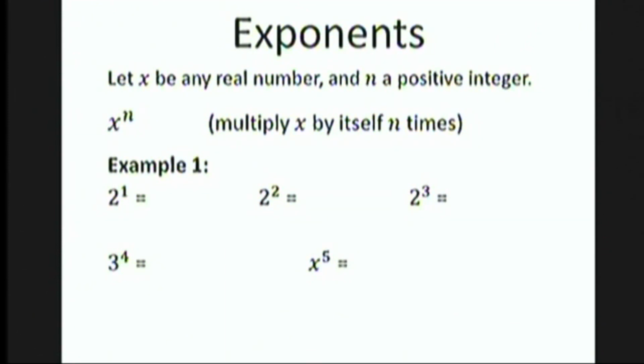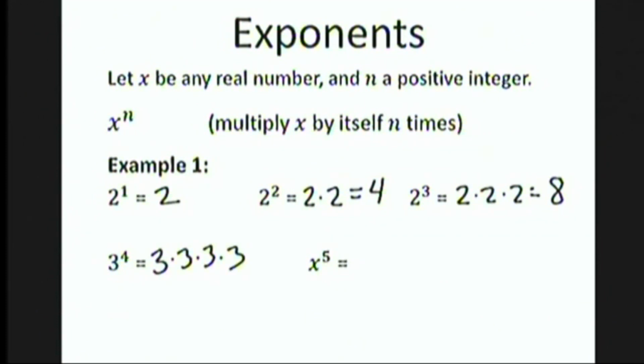2 to the 1 is just 2. 2 squared means multiply 2 times itself twice, so we get 2 times 2, which is 4. 2 to the third means multiply 2 times itself 3 times. 2 times 2 times 2 is 8. 3 to the fourth, that's 3 times 3 times 3 times 3, or 9 times 9, which is 81.